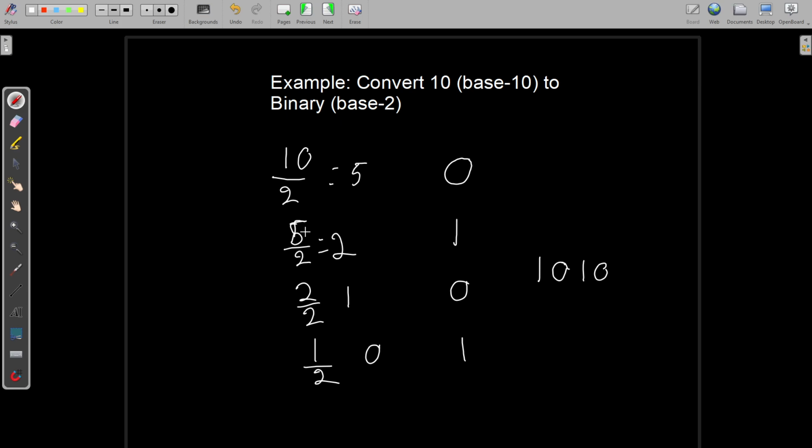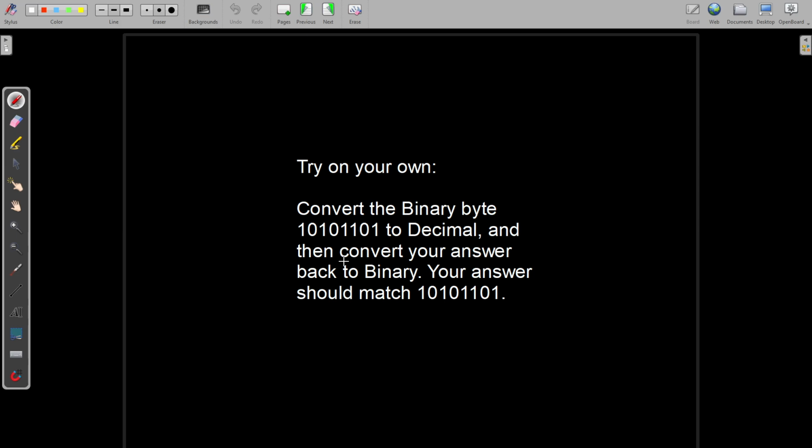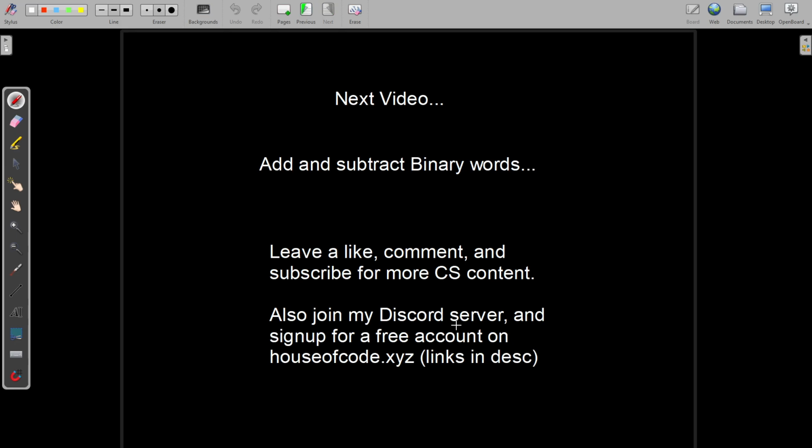So, with these 4 different examples in mind, I want you to try this problem on your own after the video is over, and leave me your answer in the comments. Convert the binary byte 10101101 to decimal, and then convert your answer back to binary. Your answer should match the first value that we were given here, which is 10101101. Other than that, in the next video, we will learn to add and subtract binary words.